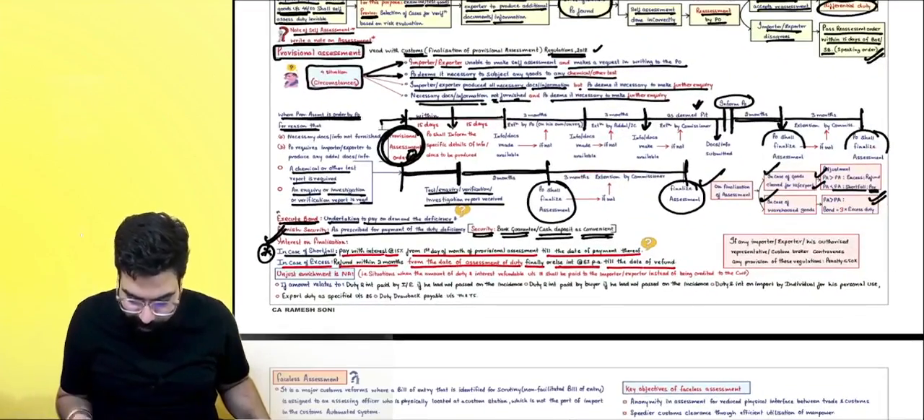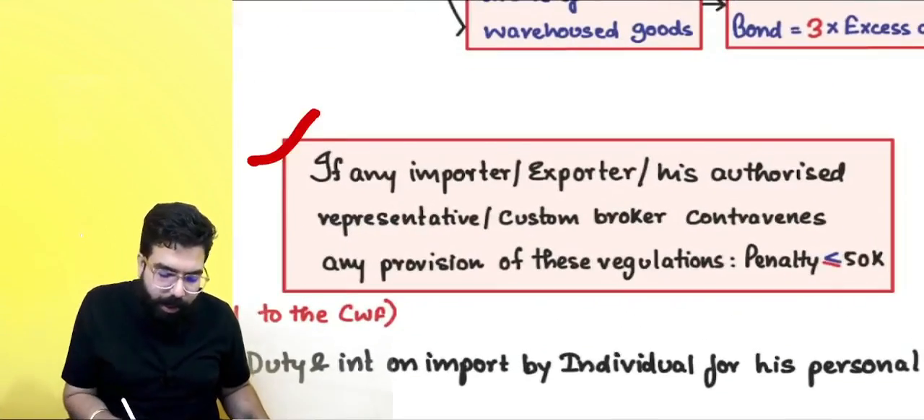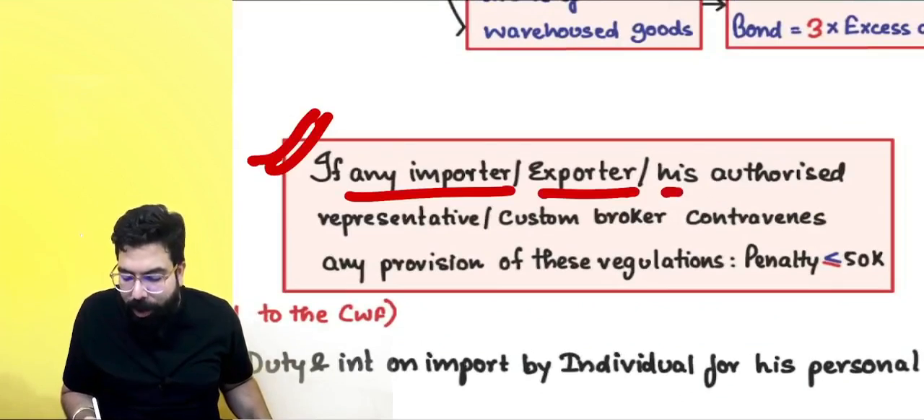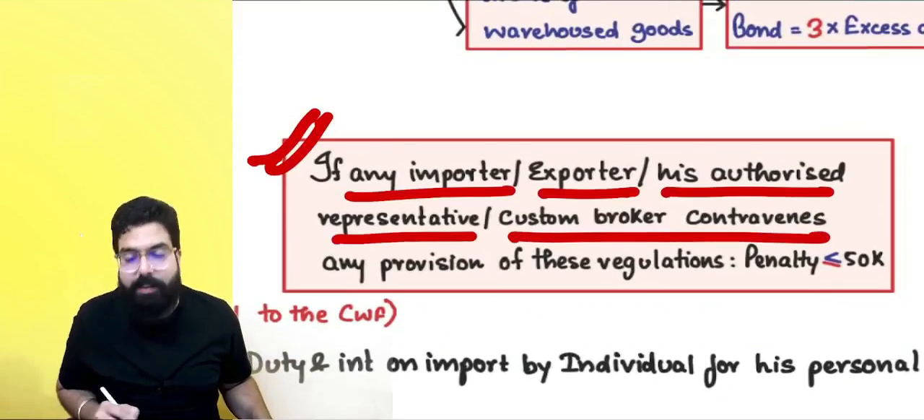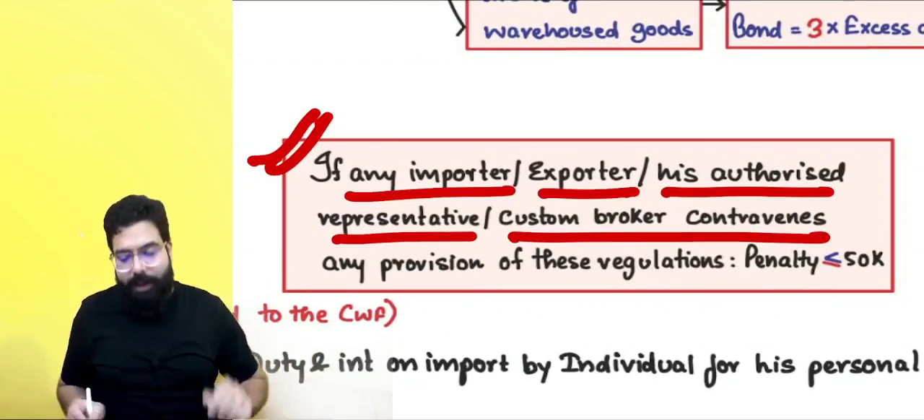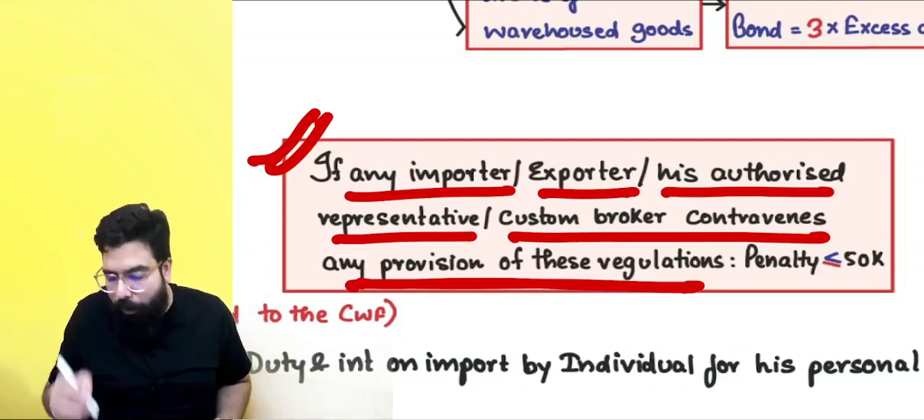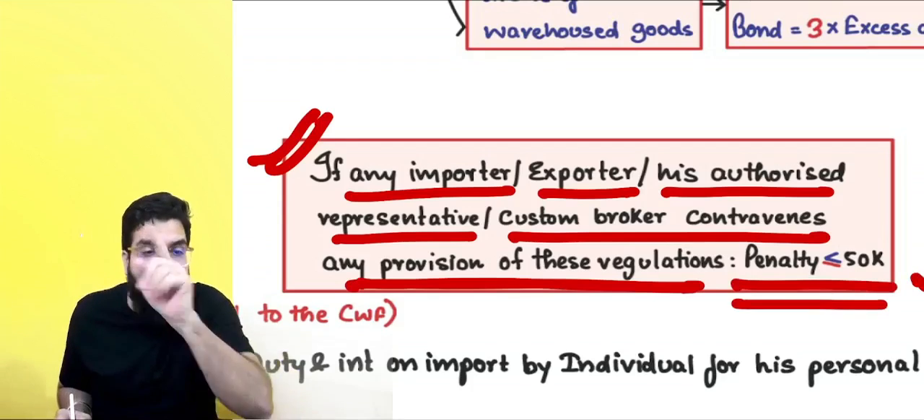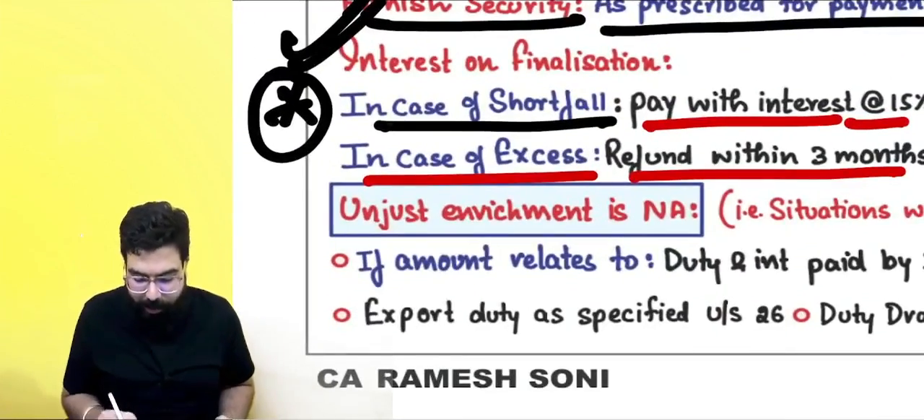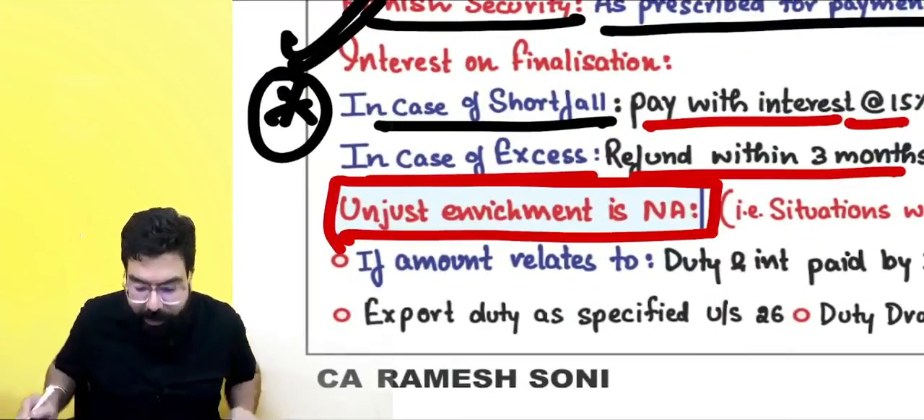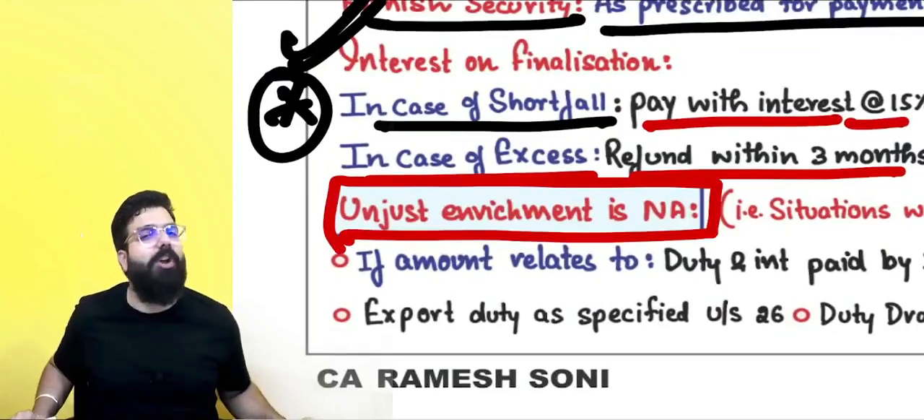Okay, sir, point is clear over here. Now, sir, if any importer or exporter or his authorized representative or custom broker contravenes any of the provisions of this regulation, always remember there shall be a penalty up to 50,000 rupees. Okay, sir. Now, there is one more point which says unjust enrichment is not applicable.